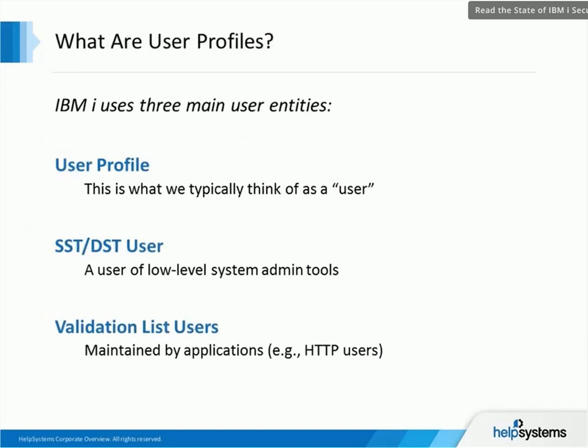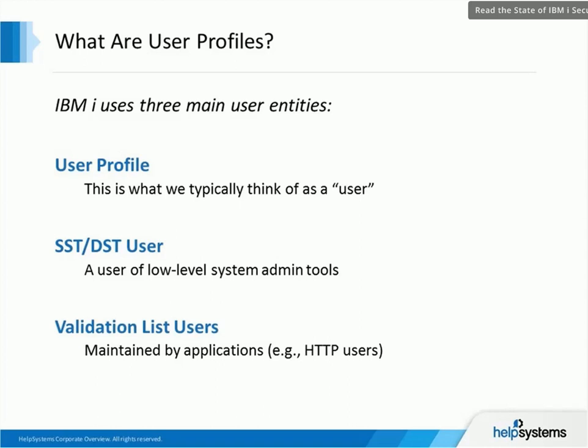Now, when we talk about IBM i profiles, we have to understand that there are 3 primary entities. A traditional user profile, that's what most of us think of when we talk about user accounts. We also have a special thing called SST or DST users, and these are users of a low-level environment, kind of like the BIOS of your PC, if you're familiar with that. Lets us initialize disk units and run COM traces and other kinds of scary functions. That's an entirely different set of user IDs and passwords as of version 5 of the operating system.